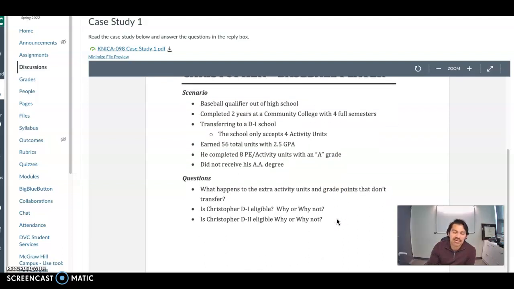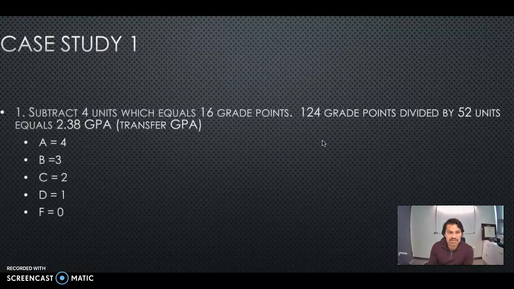So the questions are, what happens to the extra activity units and grade points that don't transfer? So let's get into that first one. Alright, so here is our answer. So of the 56 units, 8 of those were from athletics, and so remember that college only accepts 4.